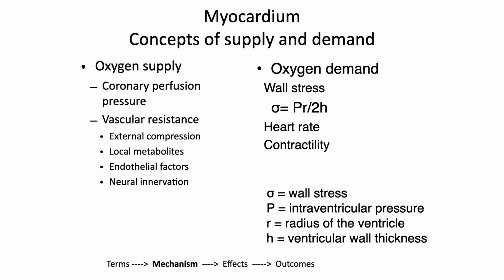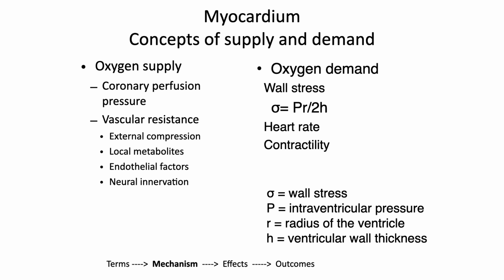So the supply comes from the coronary perfusion, and then the vascular resistance, what allows the blood to get through the vessel. These are all things that are going to play a role, whether there's any compression of it, whether there's local metabolite production that's going to affect the ability of the blood to pass through it, endothelium, what it's producing at the time, and the neural innervation.